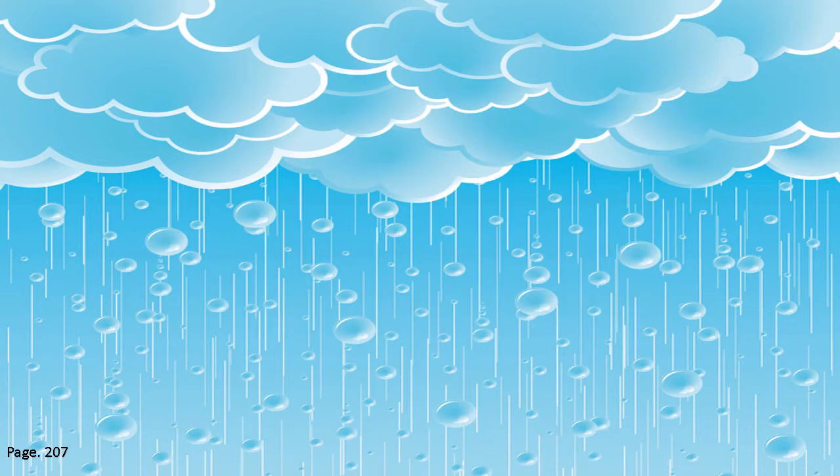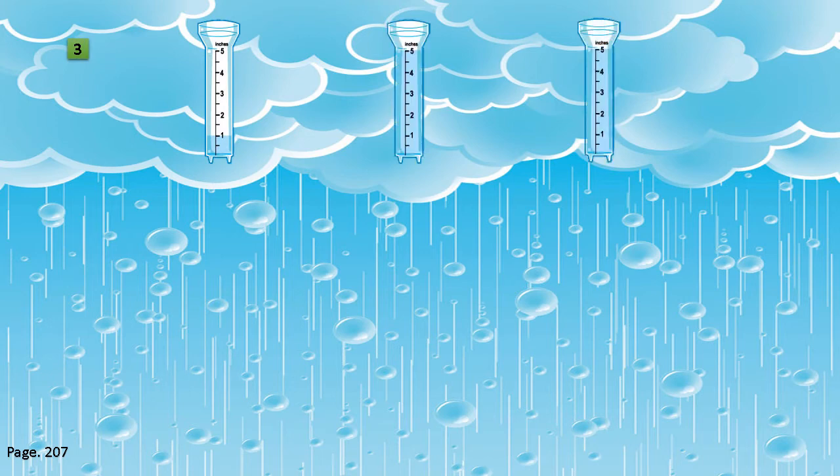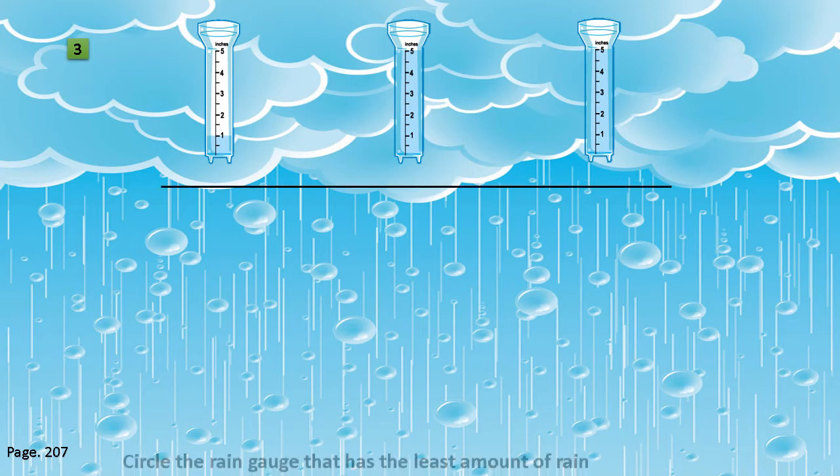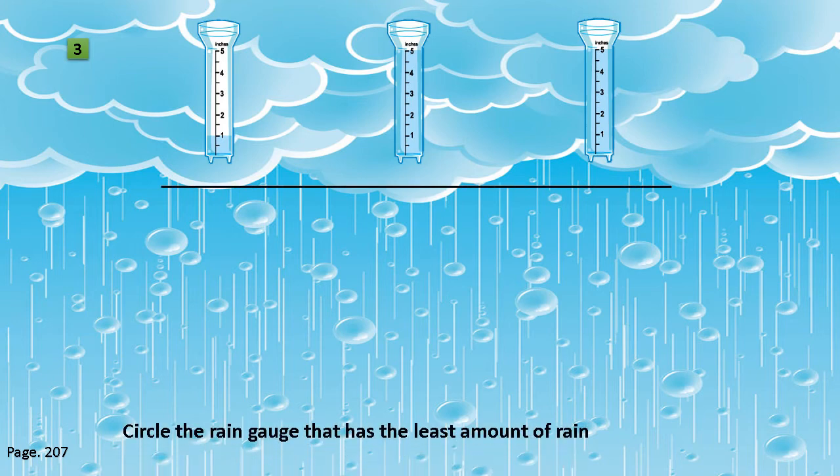And finally, let's move to page 207. And for question number 3, we are asked to look at these 3 rain gauges and to circle the rain gauge that has the least amount of rain. Very good. We are going to circle the first rain gauge with the least amount of rain.